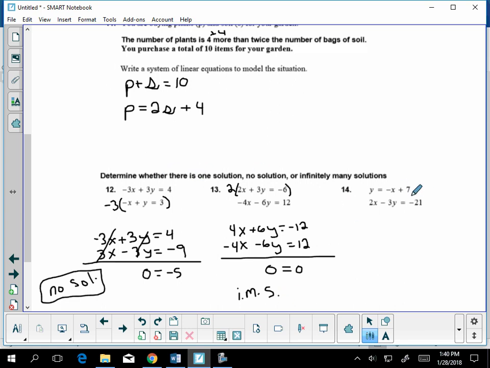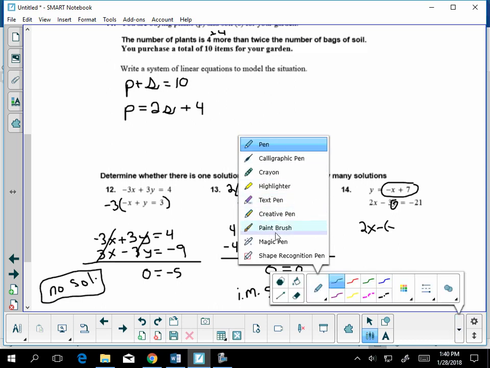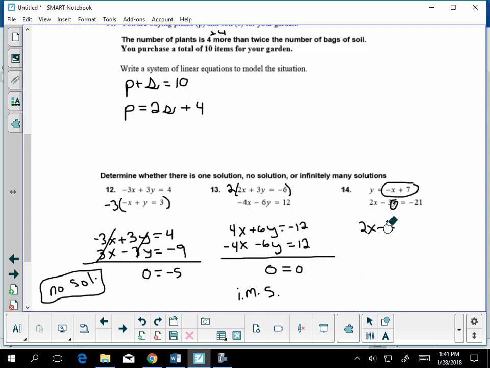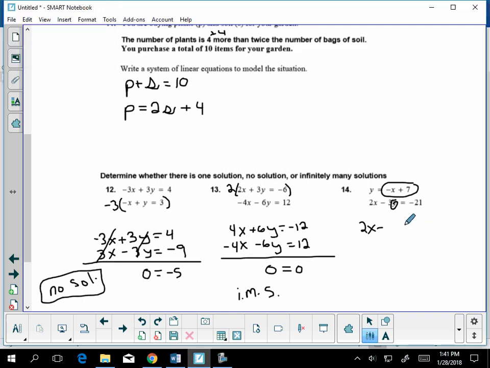And our last one, I'm going to do that with substitution because that y is already solved for. So I'm going to plug it in, get 2x minus, excuse me, I need to back up and erase there just for a second. All right, I'm back.